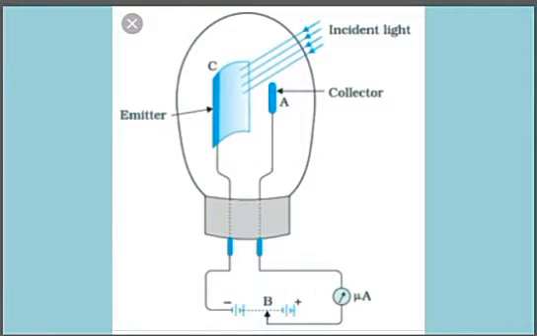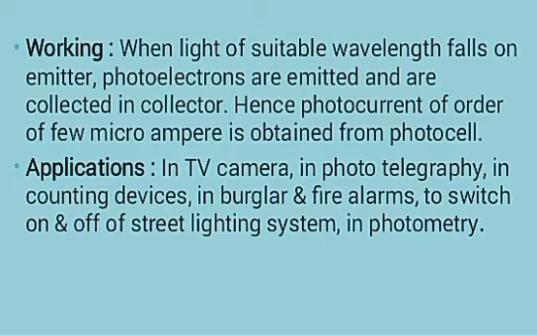So next is working of the photocell. Here the photocell works on the principle of photoelectric effect. When light of suitable wavelength falls on emitter C, photoelectrons are emitted and are collected at the collector. Hence, a photocurrent of the order of a few microampere is obtained from the photocell.